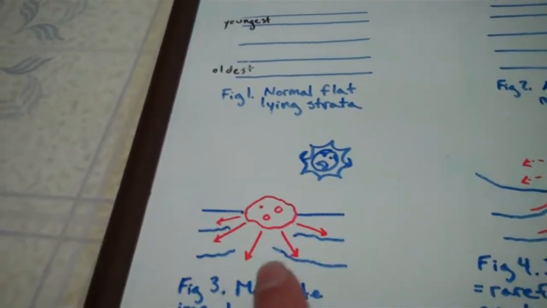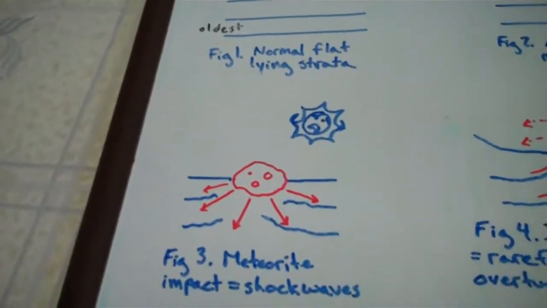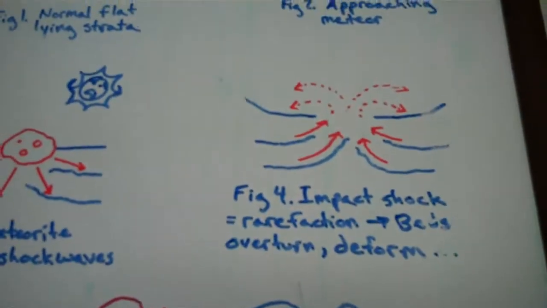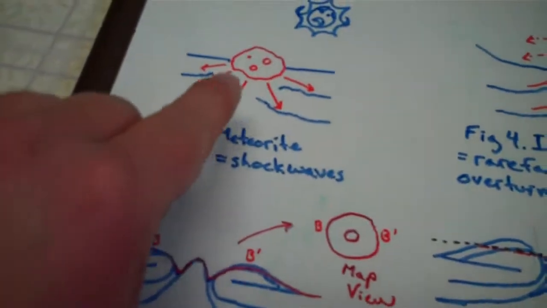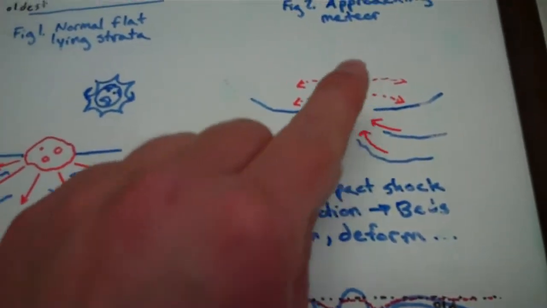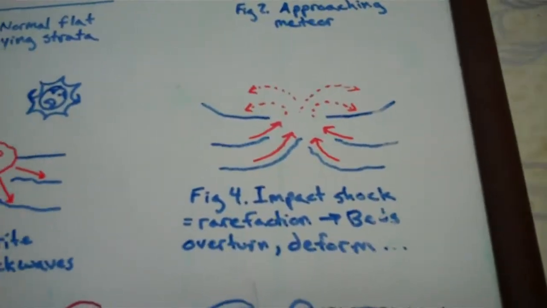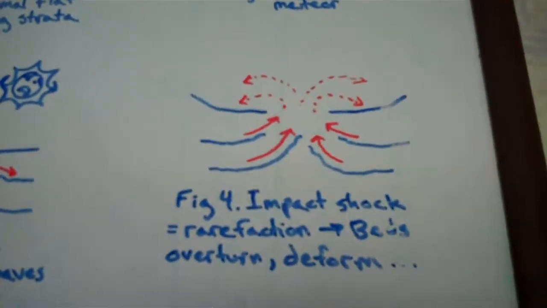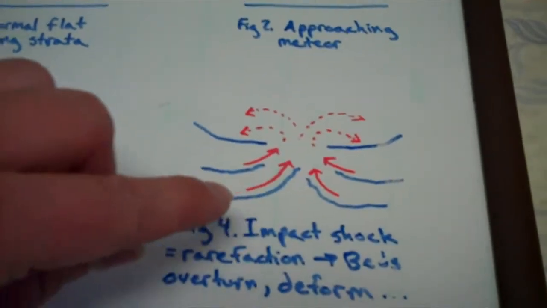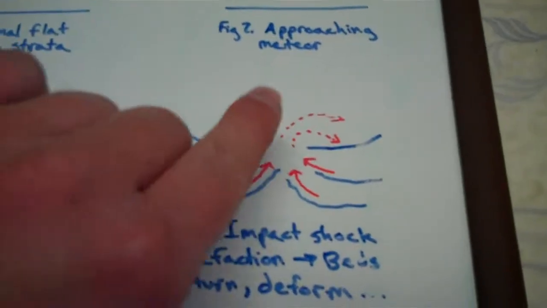So they're shooting back up towards the impactor, and they're creating these rarefaction waves. So the shock waves go down, the rarefaction waves are reflected back up because they're hitting these beds of different densities. So all of this stuff is actually getting pulled up.